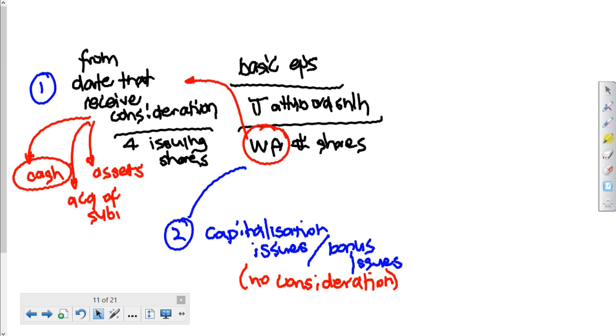So when I have cap issues and there's no consideration paid, I will not wait, because there's nothing to wait, isn't it? So the rule here is don't wait and restate. Now, I thought I had put that example in, but I'm going to tell you which example to go look at, and then I'm going to find it, because I saw that I didn't have it.